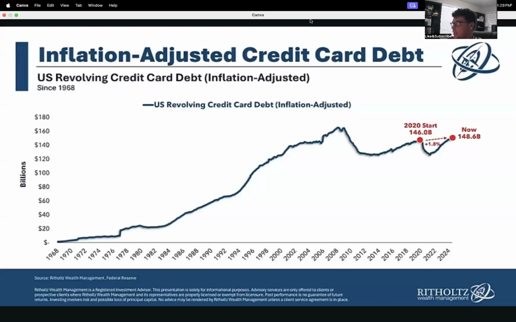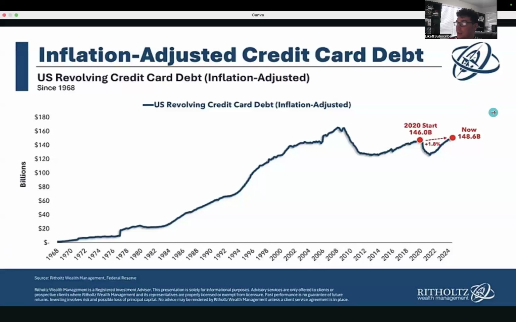And we hate to do technical analysis on something like inflation adjusted credit card debt, okay? It's not a stock. But when you take a look, yeah, you could say this is breaking out, but we're only up 1.8% from the start of 2020, okay? So it's not like credit card debt is spiraling out of control.